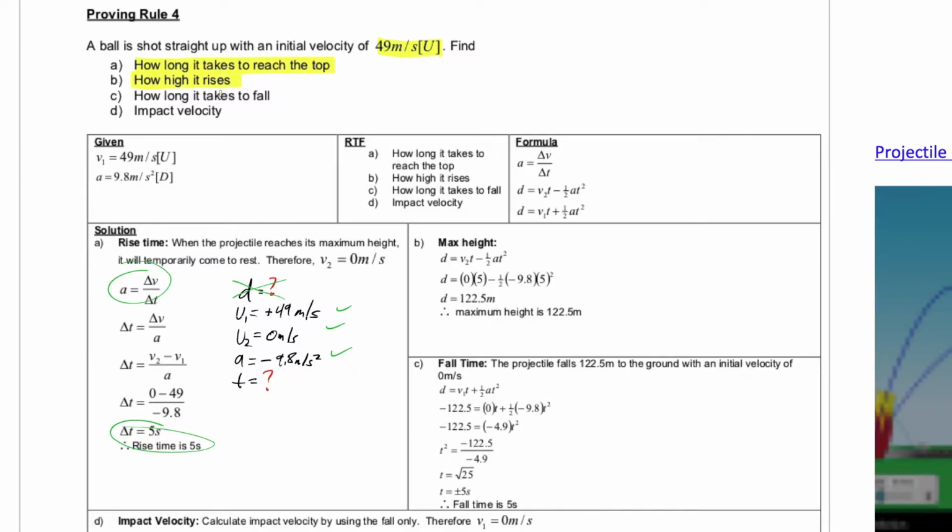Next, we want to determine how high it rises. Now, when I made this question originally, I used the 5 second value, which is not best practices by my own admission. So this is back in the day when I was a little bit more sloppy with my technique.